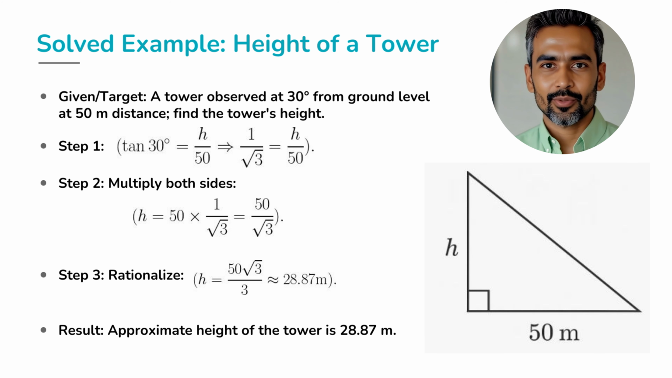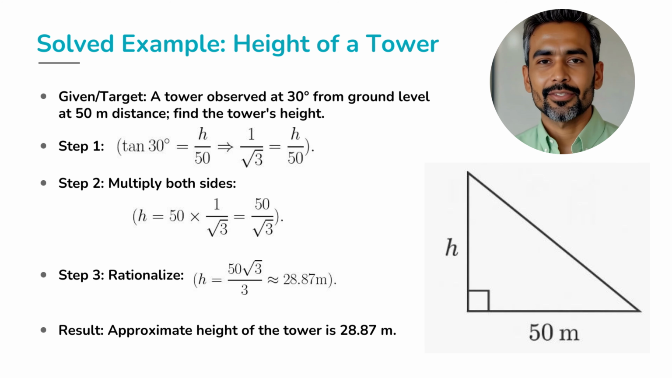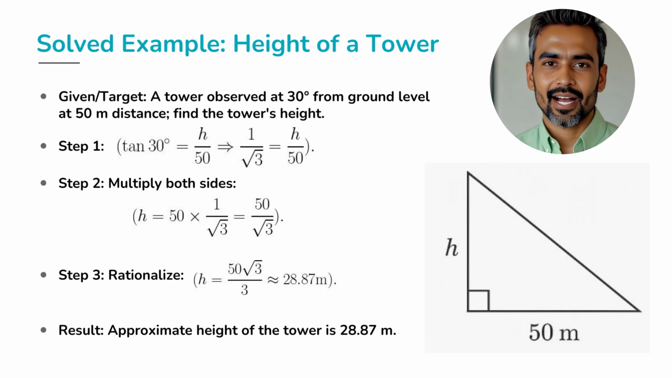Let's put theory into practice with a classic example. Imagine a tower and you stand 50 meters away from its base. From this point, you observe the top of the tower at an angle of elevation of 30 degrees. The question: what is the height of this tower? Picture the situation as a right triangle where the horizontal side is 50 meters, the height of the tower is what we want to find, and the angle at your point of observation is 30 degrees.